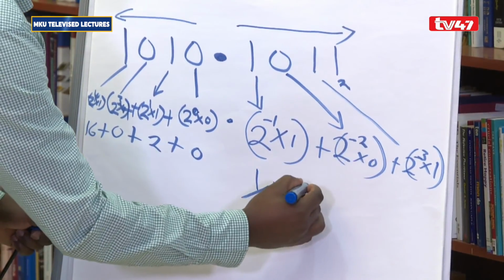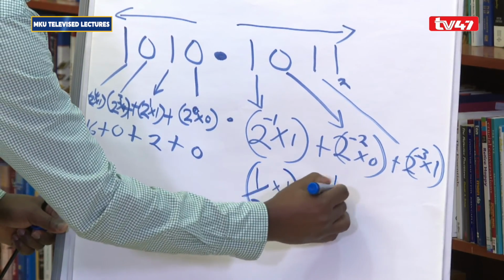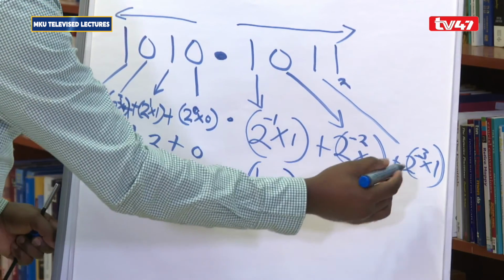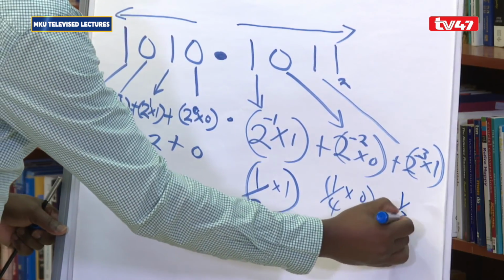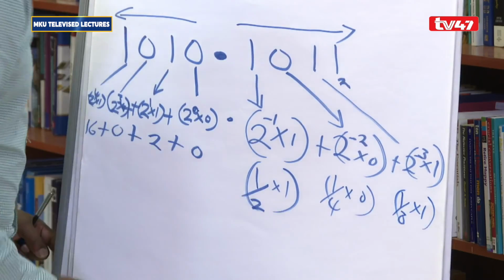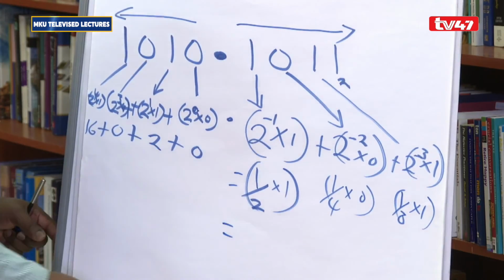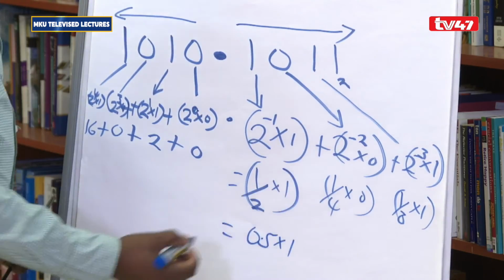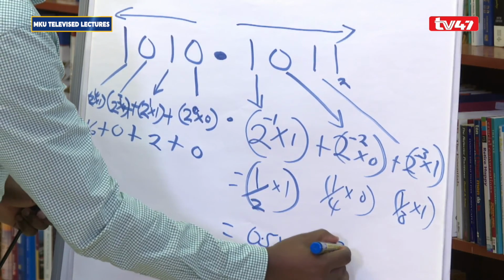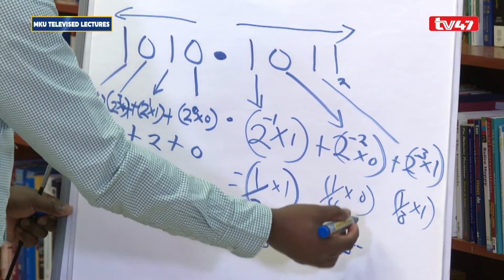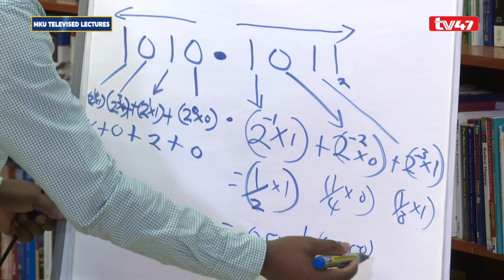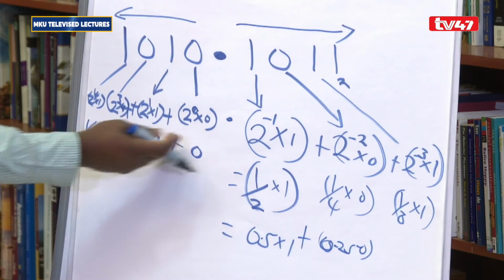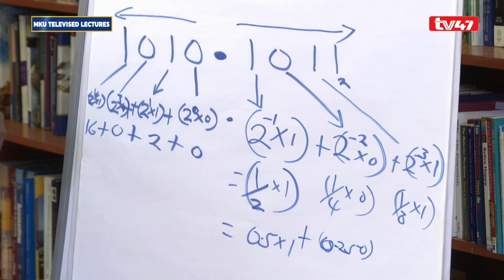And the same case applies here. This is the same as 1 over 4 times 0, 1 over 8 times 1. You can move on and simplify them further. This is the same as 0.5 times 1, 0.25 times 0, and the process continues. Then you add them together. So this becomes the fractional part, this becomes the whole part, and you add up the values like this.